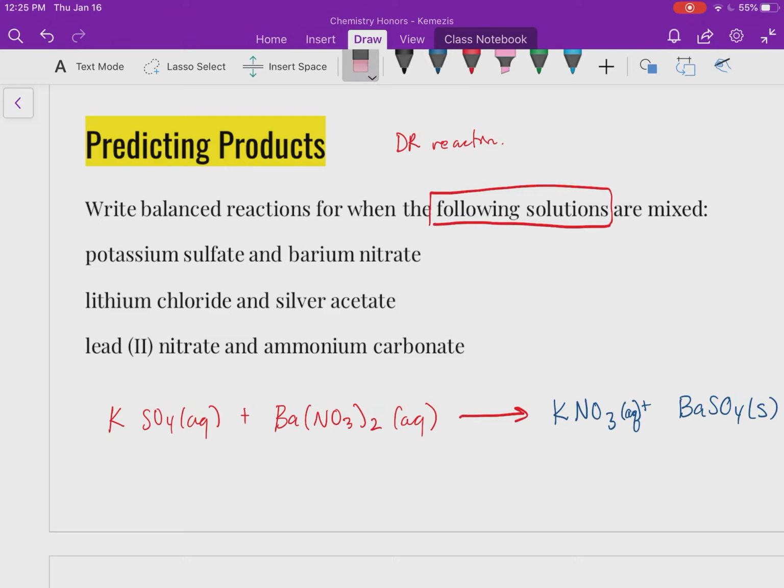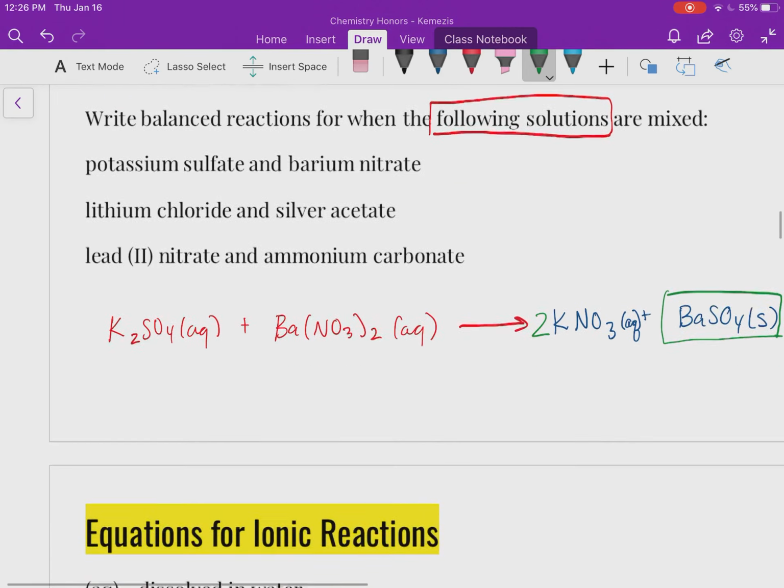Now we need to balance our reaction. Once we have our products predicted, we can go ahead and get those potassiums and nitrates balanced. So I have two potassiums on the left side, two potassiums on the right side, and that 2 now just gave us 2 nitrates, and I have 2 nitrates on the left side. Here's our balanced equation. So when you mix potassium sulfate and barium nitrate, you're going to see the formation of a solid, and based on the ions that are in there, the only solid that can form is barium sulfate.